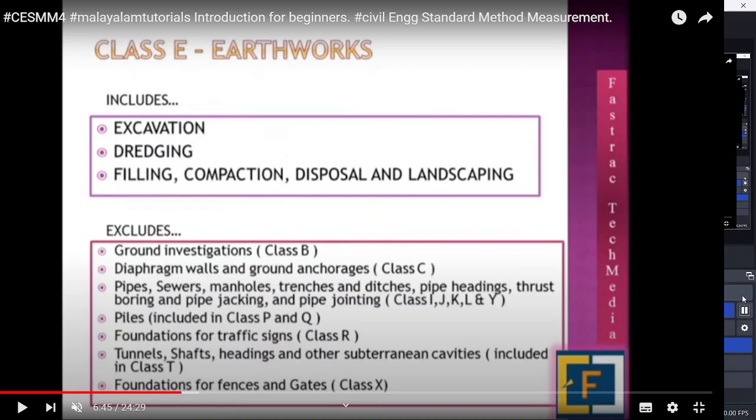Again, another thing. See, foundation for fences and gates, class X. If you ask experienced civil engineers also, they never know that those excavations are different, not related to their normal excavation, dredging, filling, other compaction work. So that is payable under different things, so they have to maintain the records accordingly.